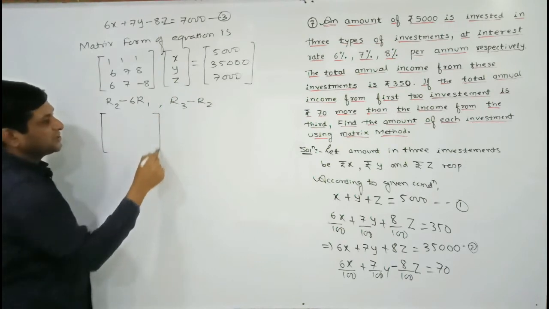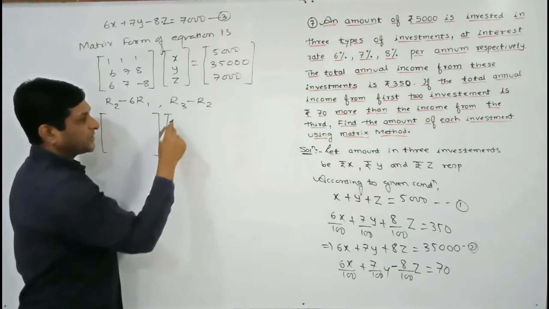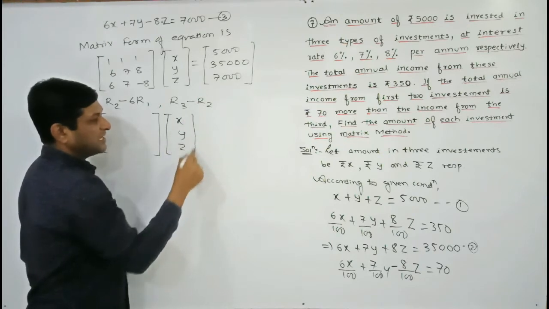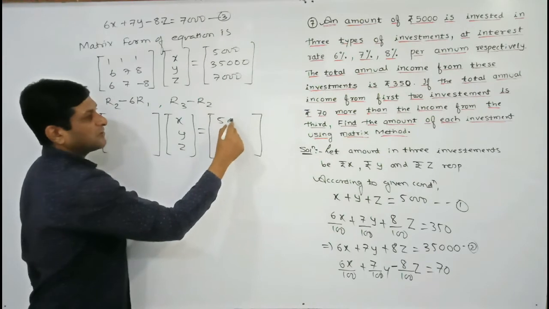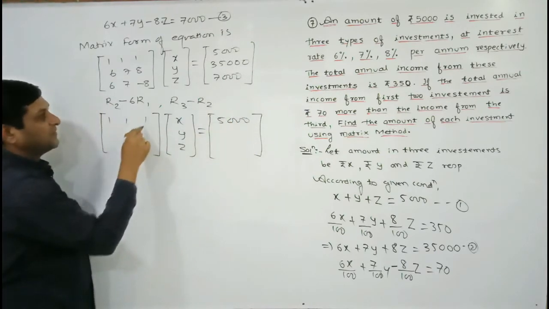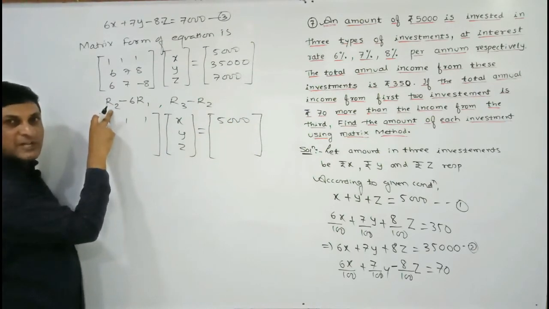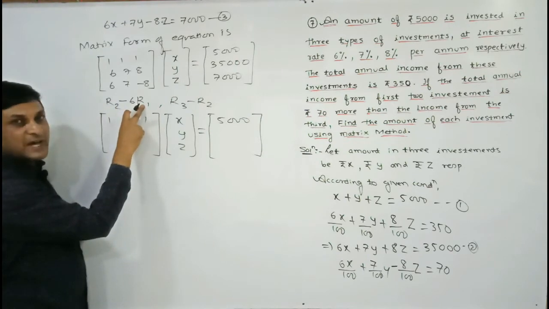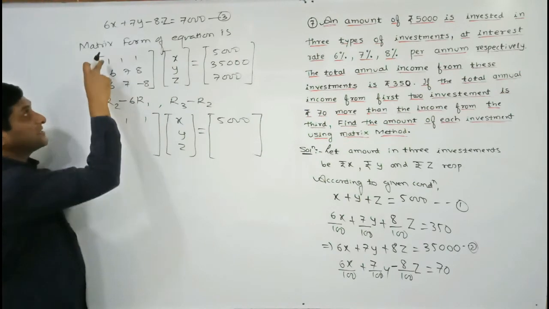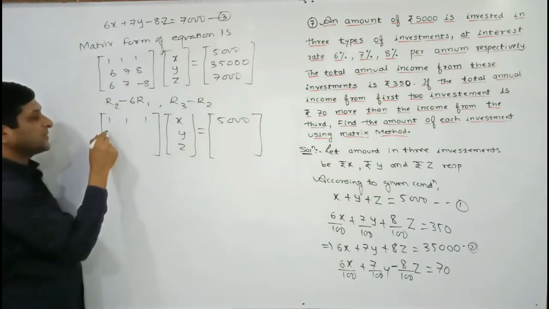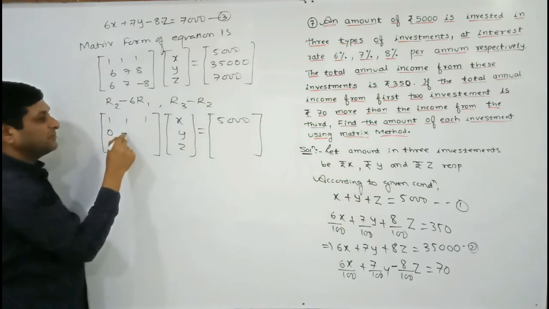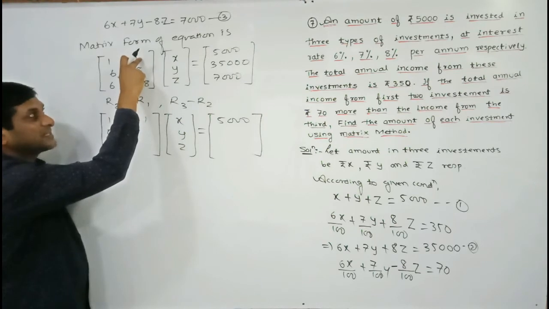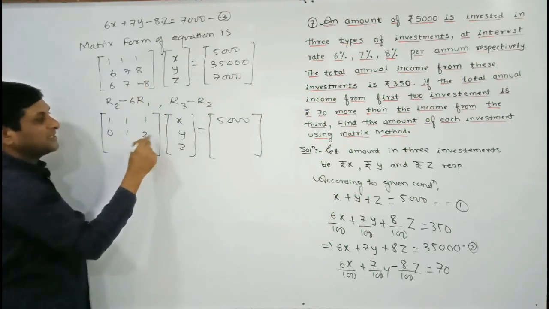The first operation is on the elements of R2 and the second operation is on the elements of R3, which means there is no operation on the elements of R1. So on both sides keep the elements of R1 as they are, 1 1 1. Our operation is on R2, so using the corresponding elements of R1, we multiply R1 by minus 6. 1 into minus 6 is minus 6, minus 6 plus 6 is 0. 1 into minus 6 is minus 6, minus 6 plus 7 will be 1. Again, 1 into minus 6 is minus 6, minus 6 plus 8 equals 2.